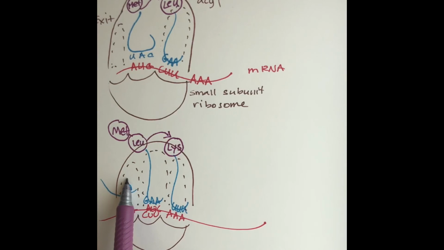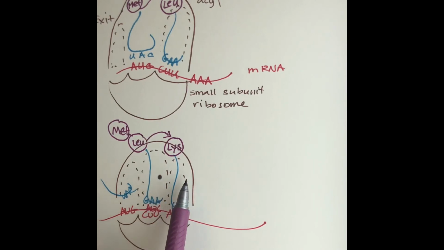Quick reminder, exit site, no tRNA can bind there. The tRNA exits as it moves into the exit site. P site, the peptidyl site, the peptide chain carrying tRNA goes there. Oh, I made a big blot. Okay. E site, P site, A site, the amino acyl tRNA goes here. The amino acyl tRNA is holding a single amino acid.